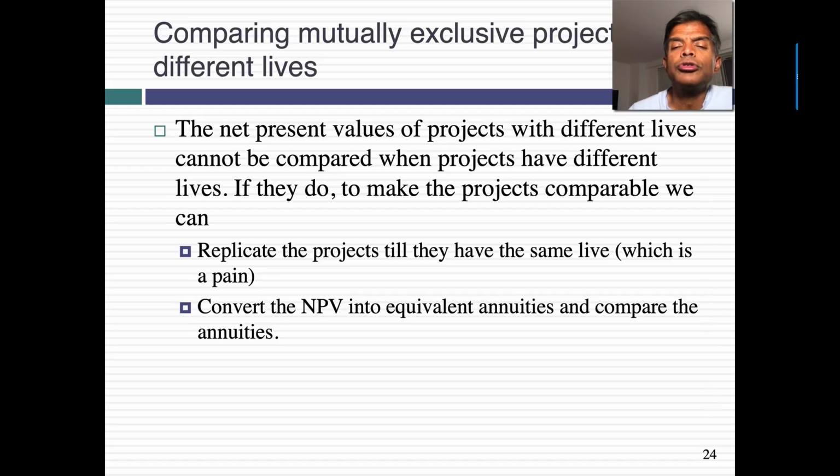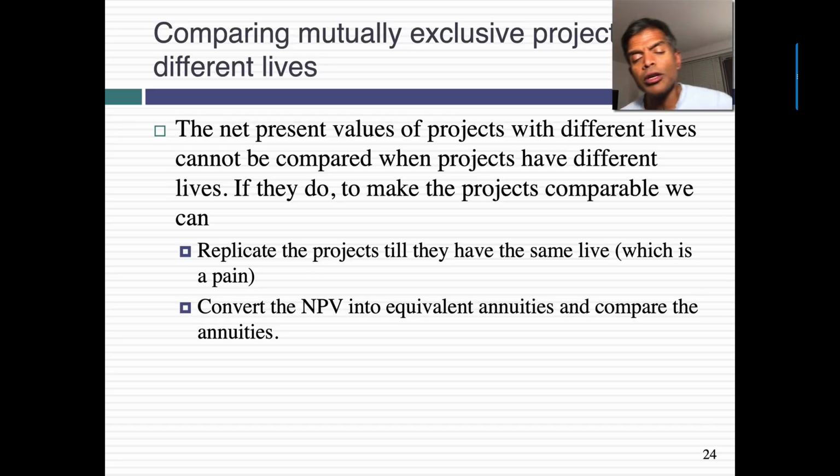If you have 2 mutually exclusive projects with the same life, then it's simple. Pick the one with the higher net present value. If you're capital rationed, you might pick the higher internal rate of return. It's when projects have different lives that things get messy because the longer life project is going to have a higher net present value simply because it has more cash flows. So there are 2 ways you can get around it. One is to replicate the projects until they have the same life, which is going to be a problem if I gave you a 9-year project and a 13-year project.